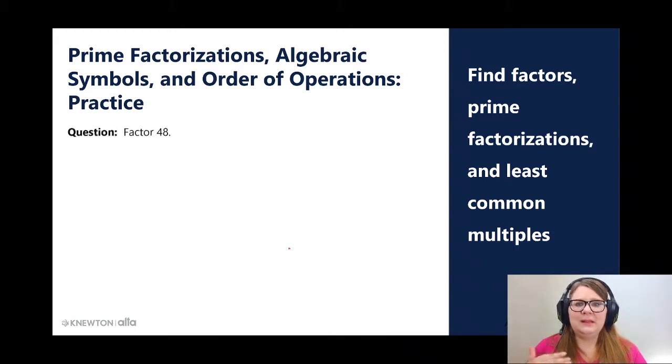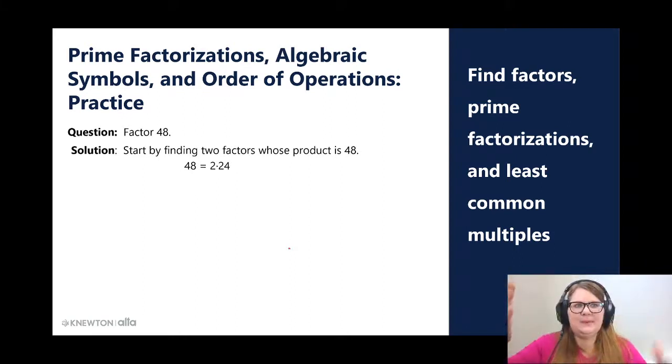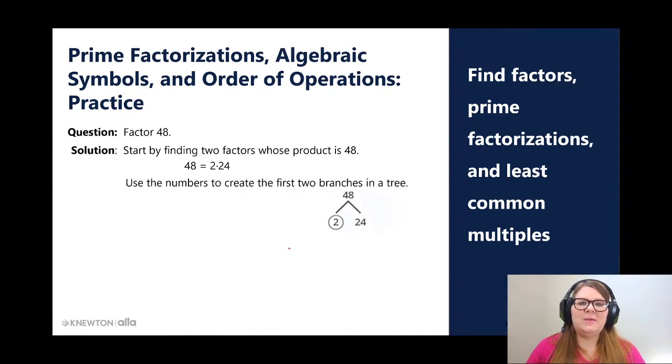Now, what about 48? Let's go ahead and factor out 48. So we think to ourselves, okay, how can I break down 48? Well, 2 works because it's even. So I'm going to go ahead and do that breakdown. I'm going to pull out a 2, and that's going to leave me with 24. I circle the 2 because that's prime.